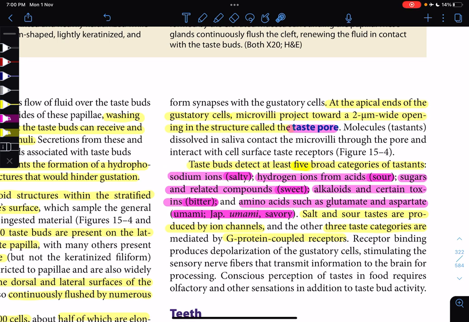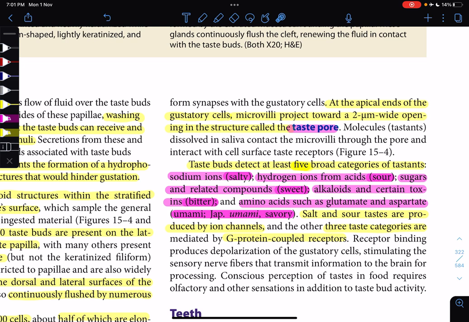Taste buds detect at least 5 broad categories of tastants: the salty taste, the sour taste, the sweet taste, the bitter taste, and the umami, which is also known as the savory taste. Now savory, there isn't a single flavor we can point to and say this is savory. Savory is like a mix of flavors. It's like a very flavorful taste.